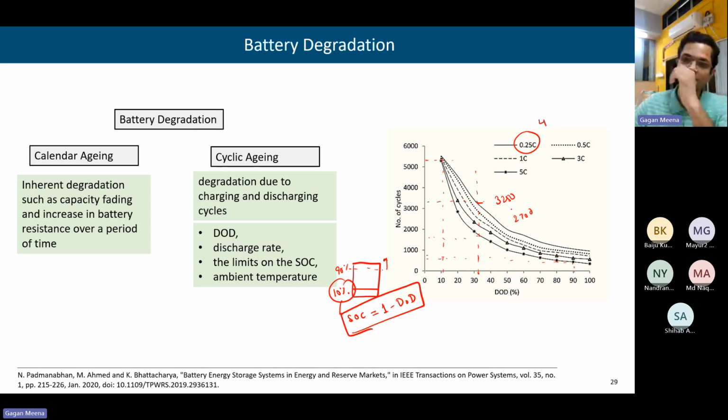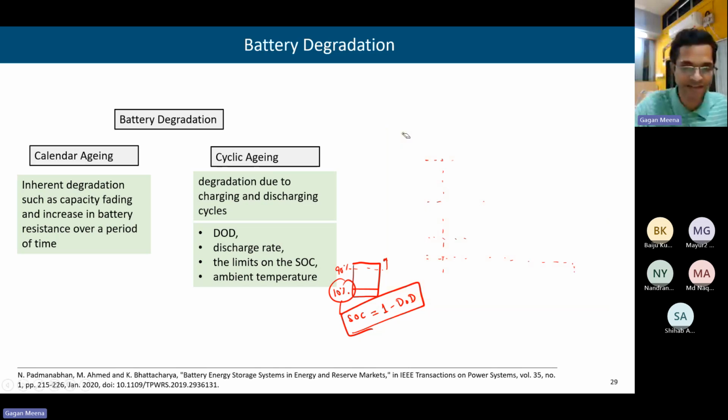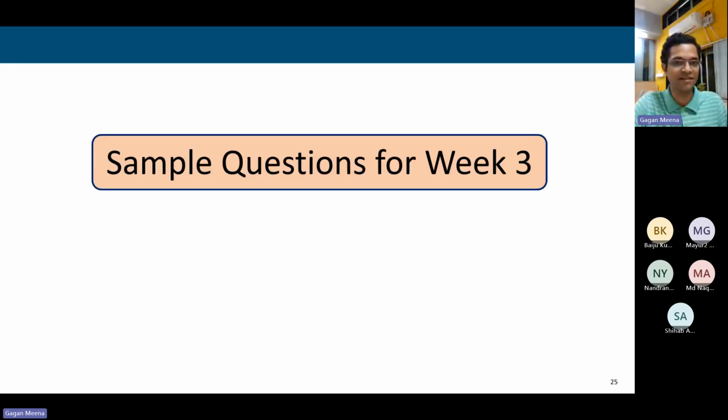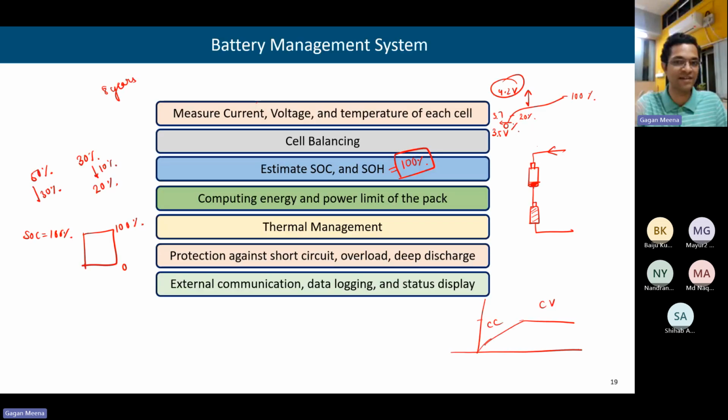So the way we use the battery determines its life. And that is because of the degradation. The degradation is estimated by a numerical value given by the state of health. It will show us a number on a scale of 0 to 1 or in percentage, 0 to 100, just as we have SOC. Is it fine? Yes, thank you. I got the idea.